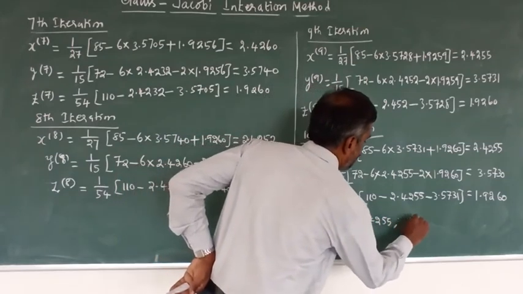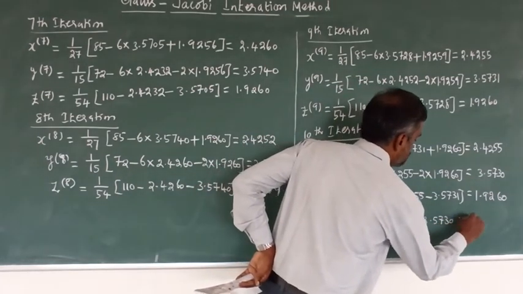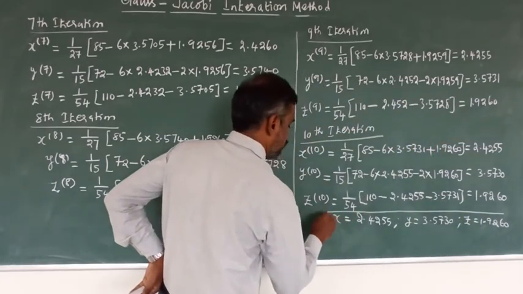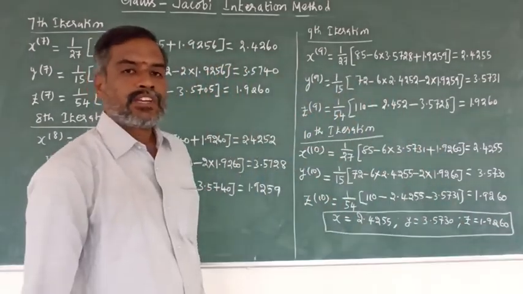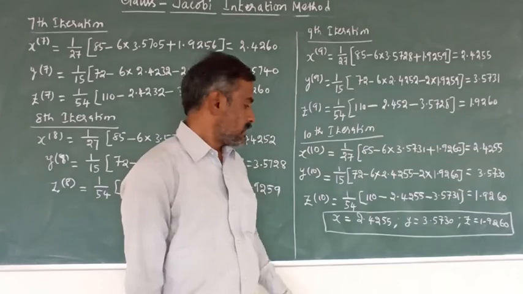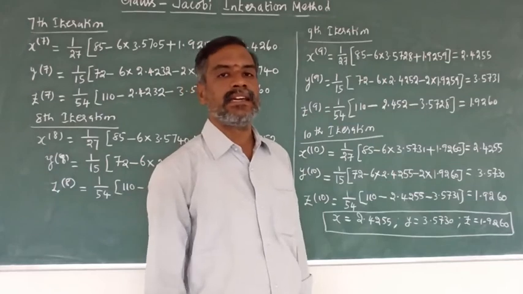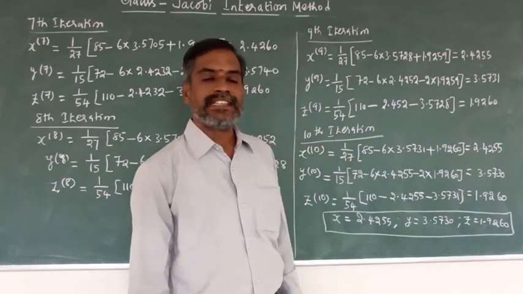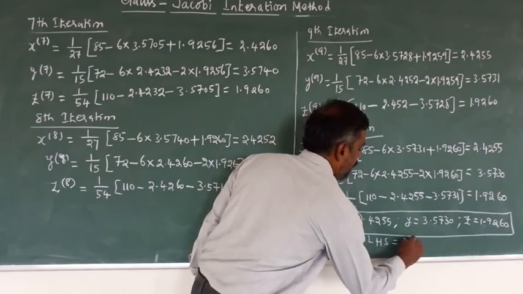X result 2.4255, Y value 3.5730 and Z value 1.9260. This is the final result of the given linear equations by using the Gauss-Jacobi iteration method. Substitute these values in any one of the given three linear equations, X value, Y value, Z value, and to check the result, the LHS equals the RHS.